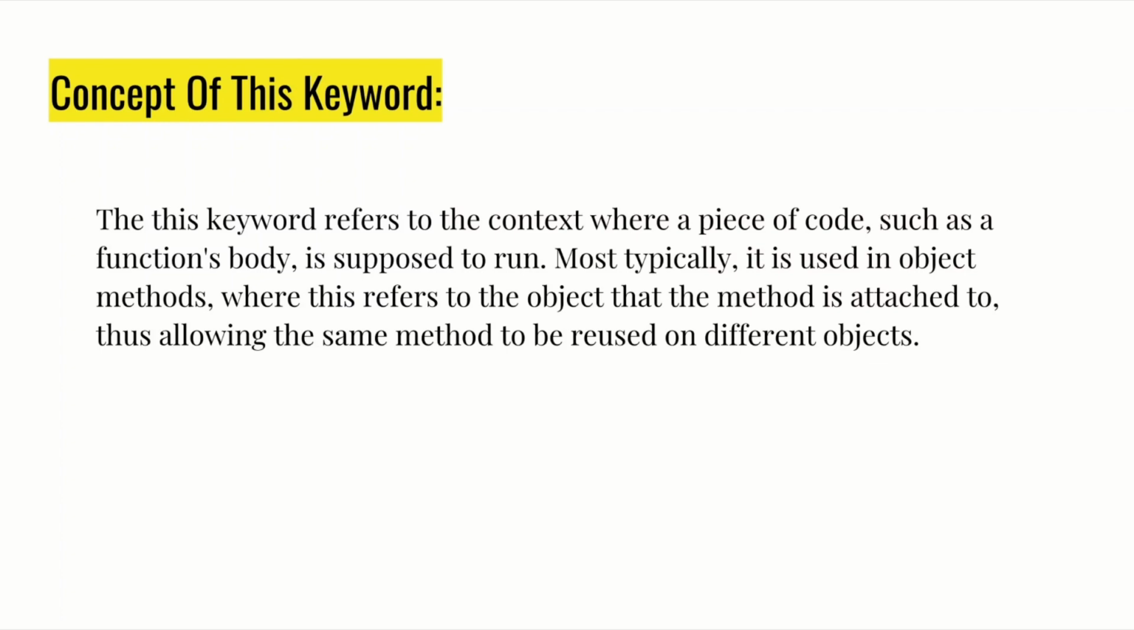Let's see about this keyword. This keyword refers to the context where a piece of code such as the function's body is supposed to run. Most typically, it is used in object methods, where this refers to the object that the method is attached to.